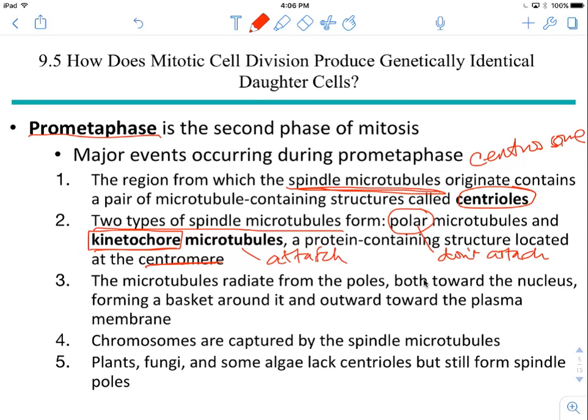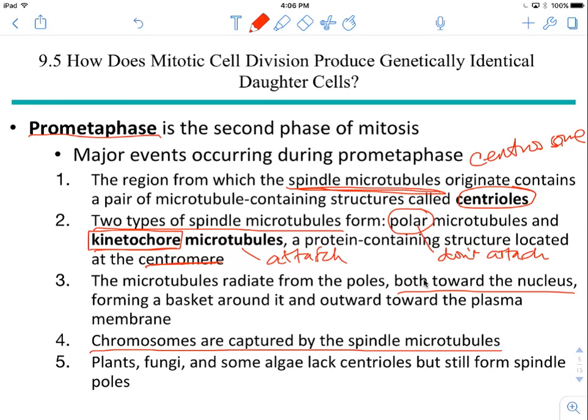These microtubules grow longer from the poles of the cell, from either end of the cell. Think of it as North Pole and South Pole. They grow towards the nucleus, and they form a kind of basket around it. The nuclear envelope continues to break down so they can reach the chromosomes. Then the chromosomes get captured, or attached, to the spindle microtubules as they reach down.